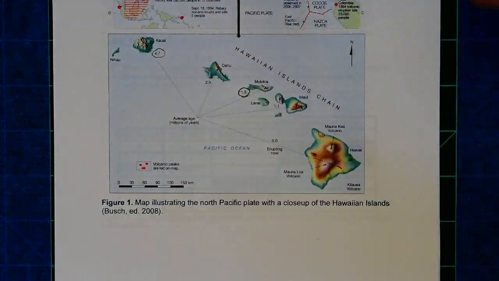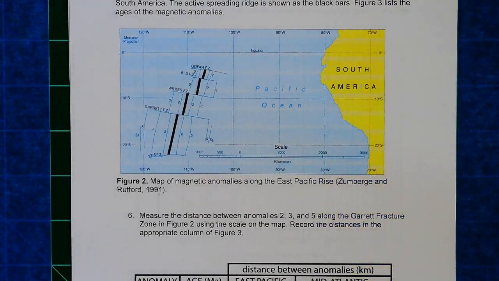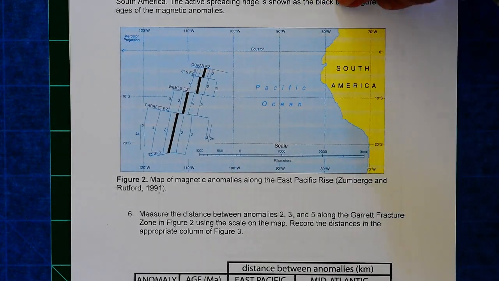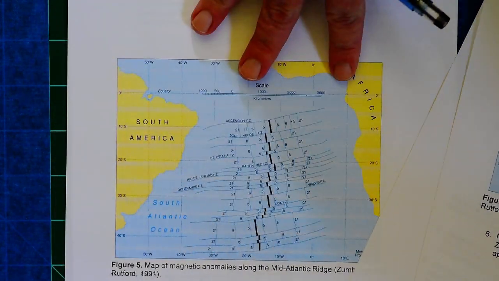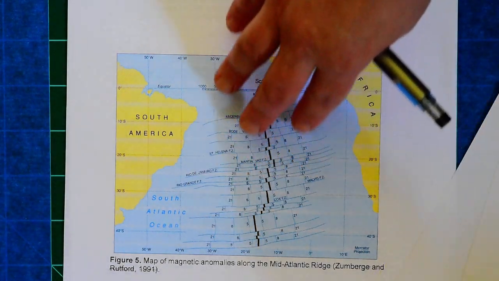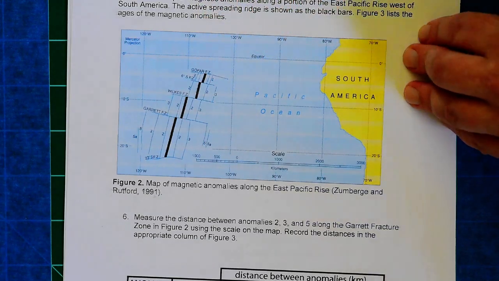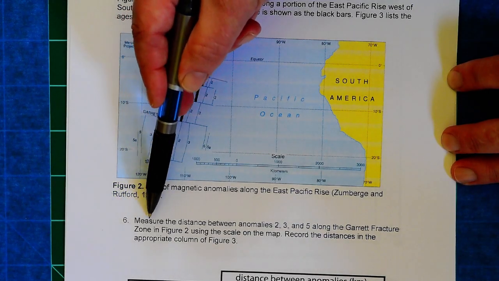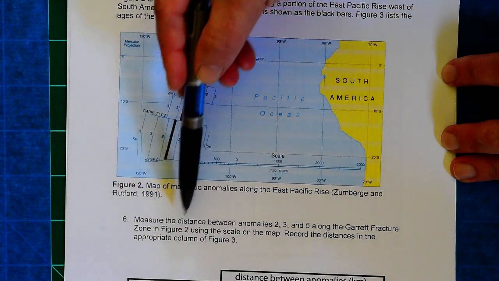Now, other questions in here, you're going to be looking at how fast seafloor spreading is happening. And for that, you're given this illustration and then a map on this page as well. This is the Mid-Atlantic Ridge, and this is the East Pacific Rise. So for question 6, it says measure the distance between anomalies 2, 3, and 5 along the Garrett fracture zone in figure 2.